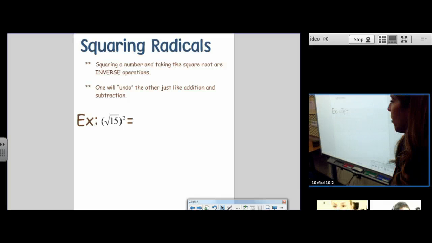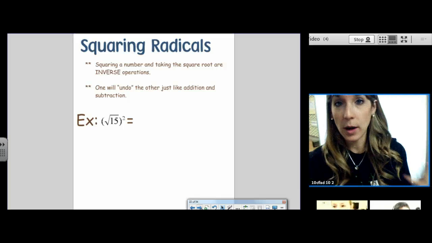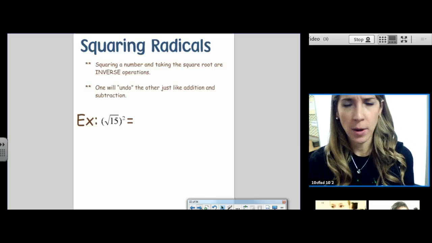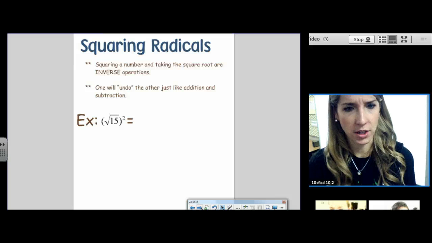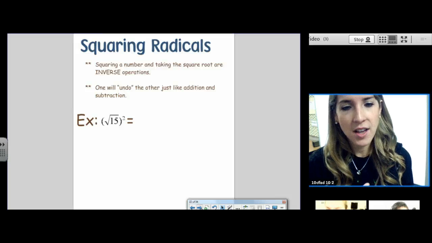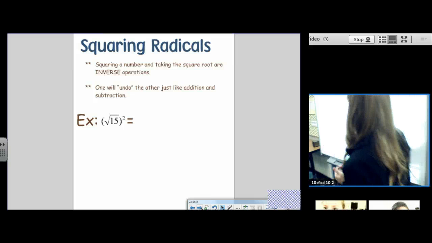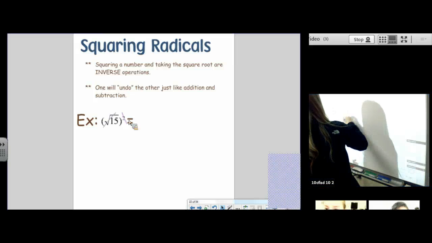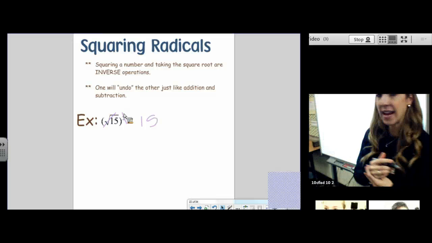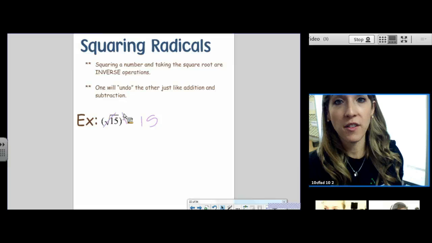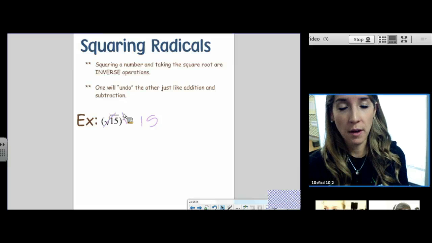So we know that squaring and square rooting are inverse operations, right? Inverse operations like addition and subtraction. So one is going to undo the other. So what's the square root of 15 squared? Well, the squared and the square root cancel, and you just get plain old 15. Do you get 15 squared? No. Do you get the square root of 15? No. The square root of 15 squared is just 15.